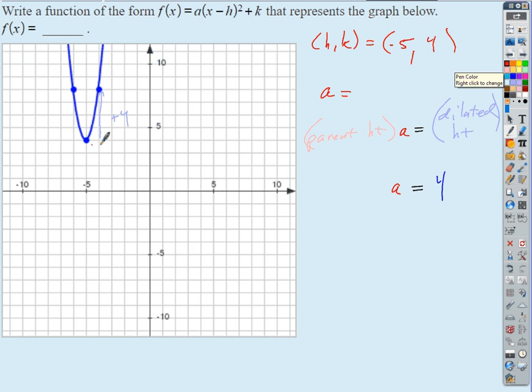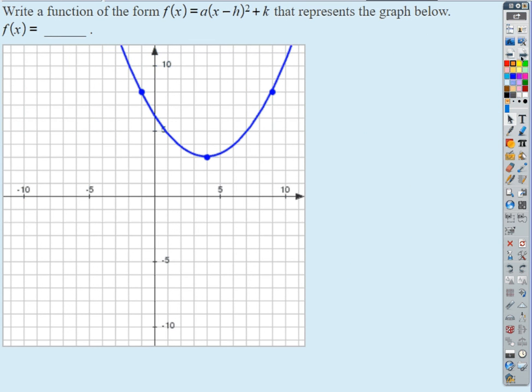If I went 1 to the right, what would I normally go up? 1, okay? So the parent height would normally be 1. So I've got 1 times A equals 4. What's A? 4. There you go. Done. I got 4 for A. H is -5, K is 4. Plug them in. We're done. Okay? Questions? Okay? Same thing.